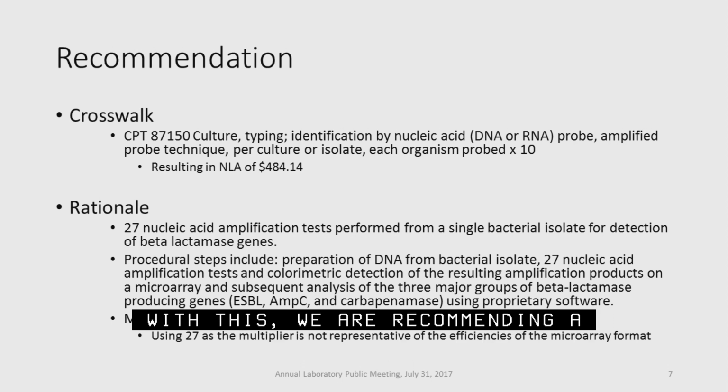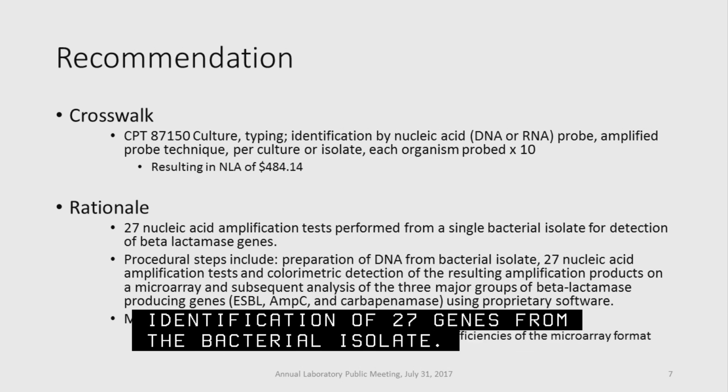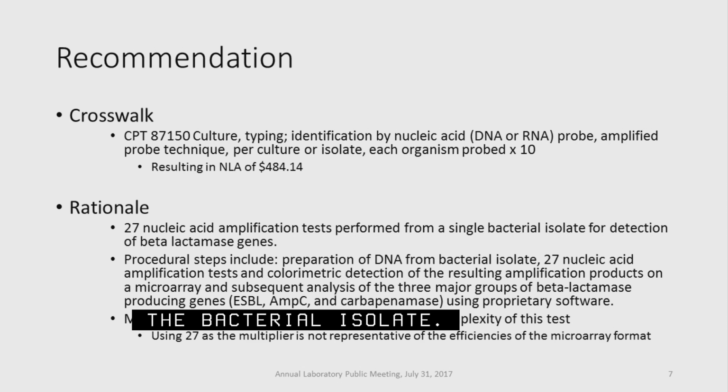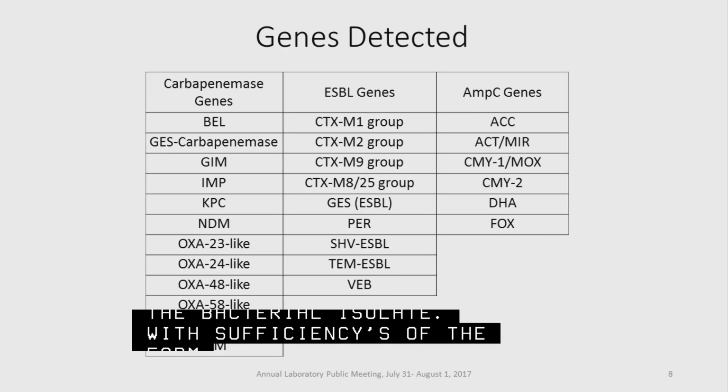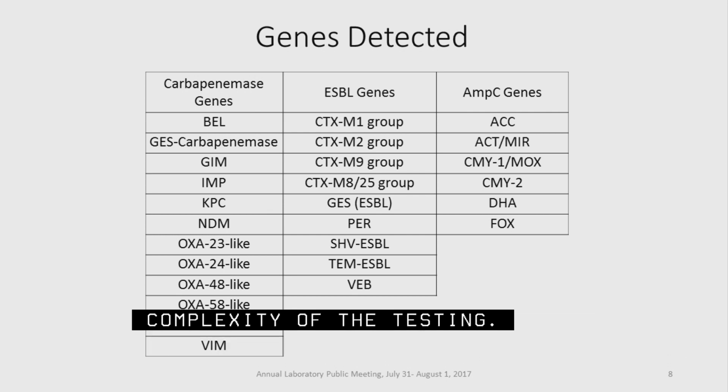This test involves detection and identification of 27 genes from the patient's bacterial isolate. With the efficiencies of the microarray format, a multiplier of 10 is representative of the effort and the complexity of the testing. On this slide, you'll note the 27 genes that are detected with that testing.